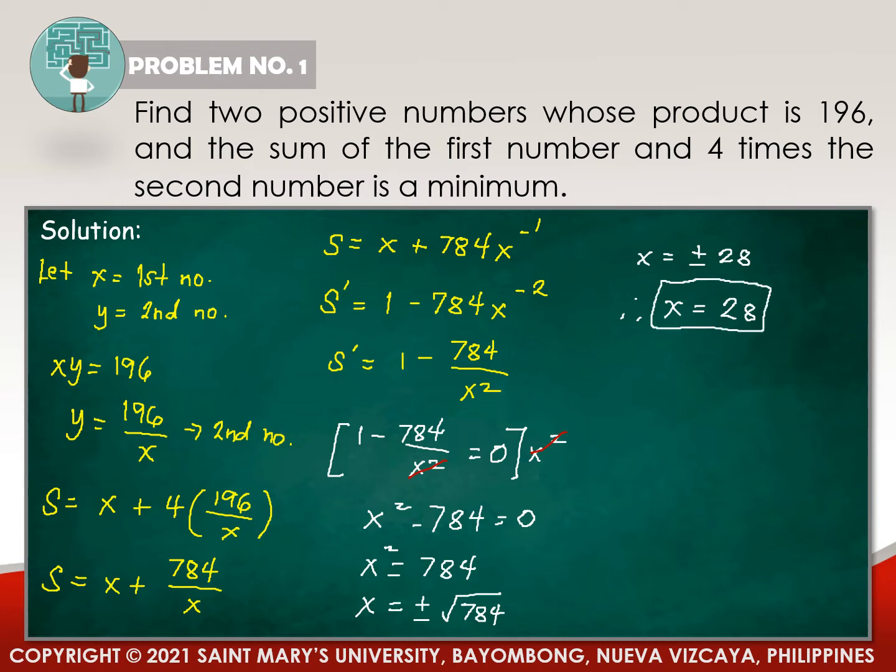Okay. Then, to find the second number, we will use y equals 196 over x. So our x is 28. So we have 196 divided by 28 equals 7. Okay, so therefore, the two numbers are 28 and 7. So to check if it is really the minimum, you can find the second derivative of the function and substitute the critical numbers, and it will give you what? Greater than 0. This means that the value is minimum. Okay?